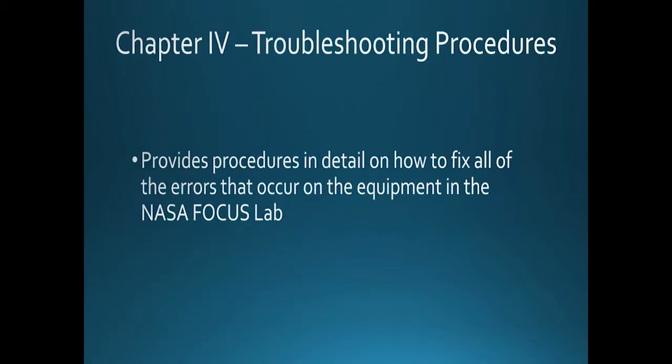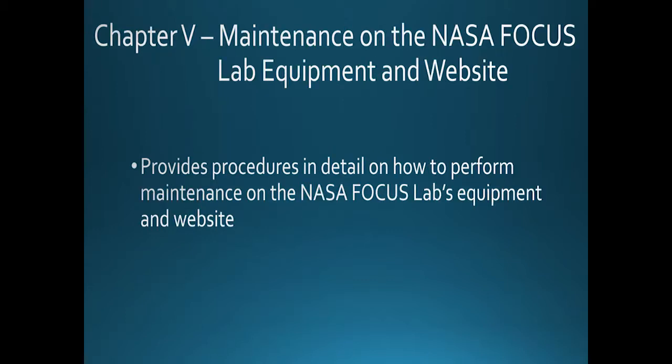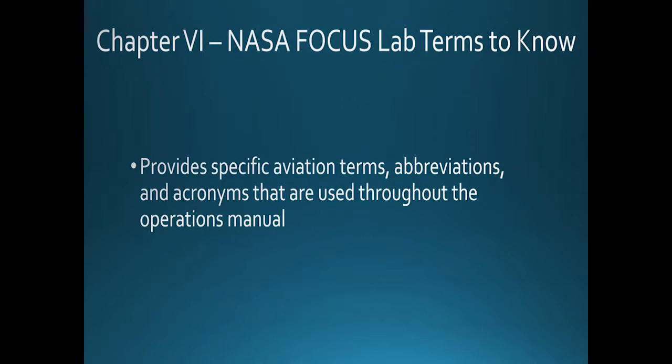Chapter 4 is the Troubleshooting Procedures, and it provides procedures in detail on how to fix all the errors that occur on the equipment. Chapter 5 is the Maintenance on the NASA Focus Lab equipment and website, and it's pretty self-explanatory, maintains the NASA Focus Lab's website and equipment. And Chapter 6 is the NASA Focus Lab Terms to Know, and it provides specific aviation terms and abbreviations and acronyms that are used throughout the entire operations manual.